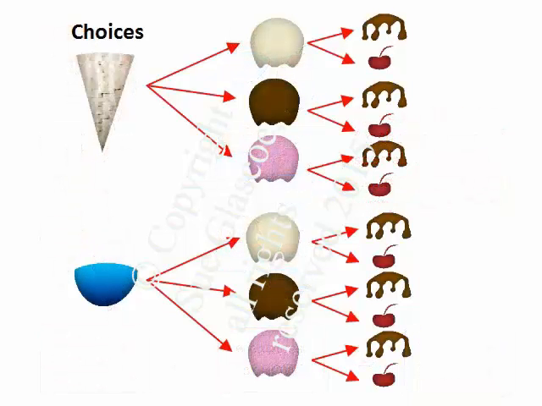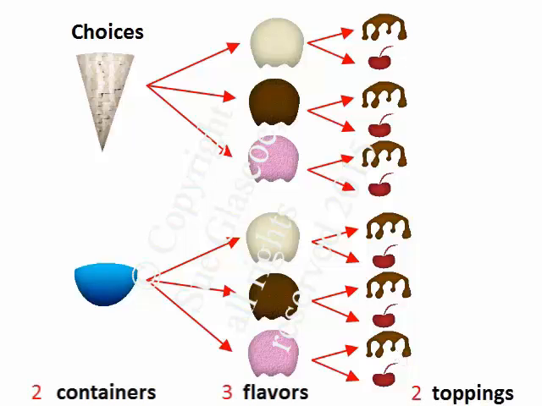Looking back at the visual tree diagram for Henry's choices, we can see that Henry has 12 different possible combinations for ordering the ice cream special by looking at the last column and counting the number of elements in that column. Once again, notice we have 2 containers, we have 3 flavors, and we have 2 toppings. So let's take a closer look at how we might be able to count it without having the visual objects.